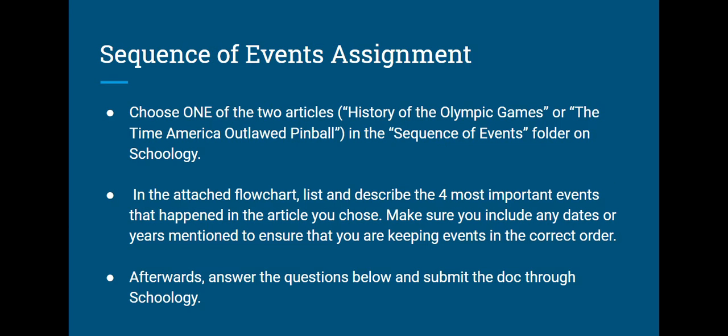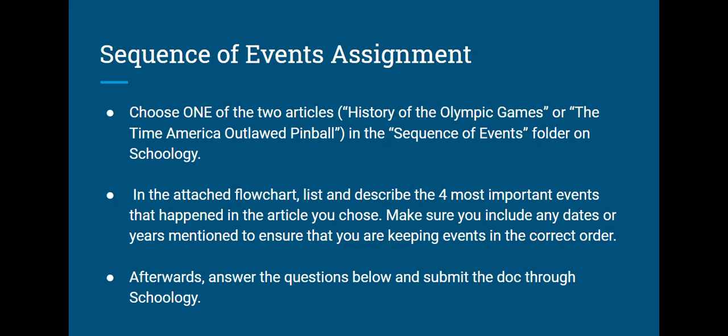So now we're going to do two different assignments spread out throughout the course of this week. They're very similar, but one's going to be about sequence of events. One's going to be about problems and solutions. The sequence of events assignment, you're going to choose one and only one of the two articles that are in the sequence of events folder on Schoology. Those articles are called History of the Olympic Games and The Time America Outlawed Pinball. You can choose either one, but you don't need to do both. Okay, please just pick one.